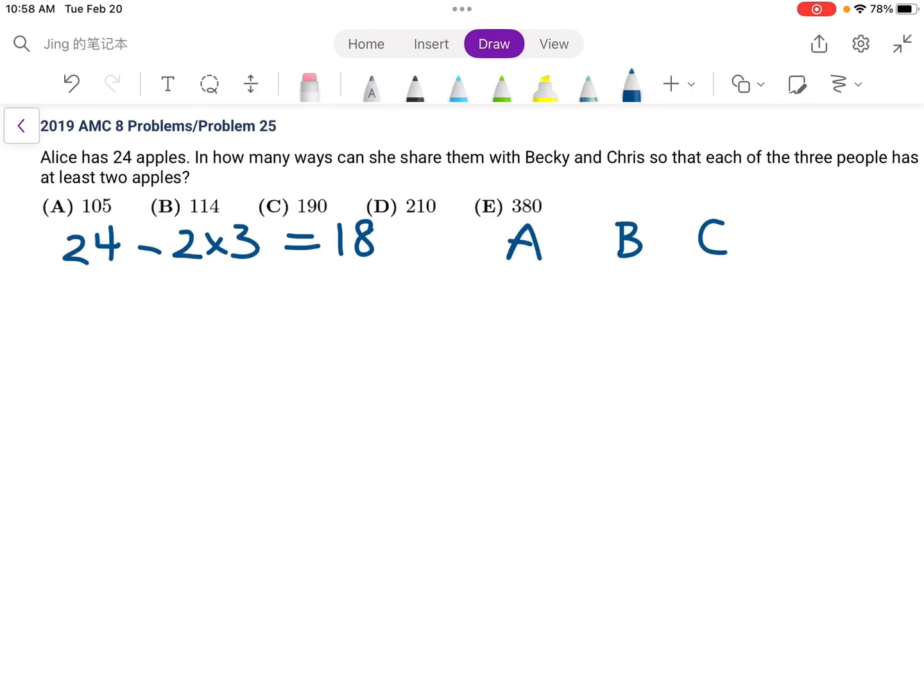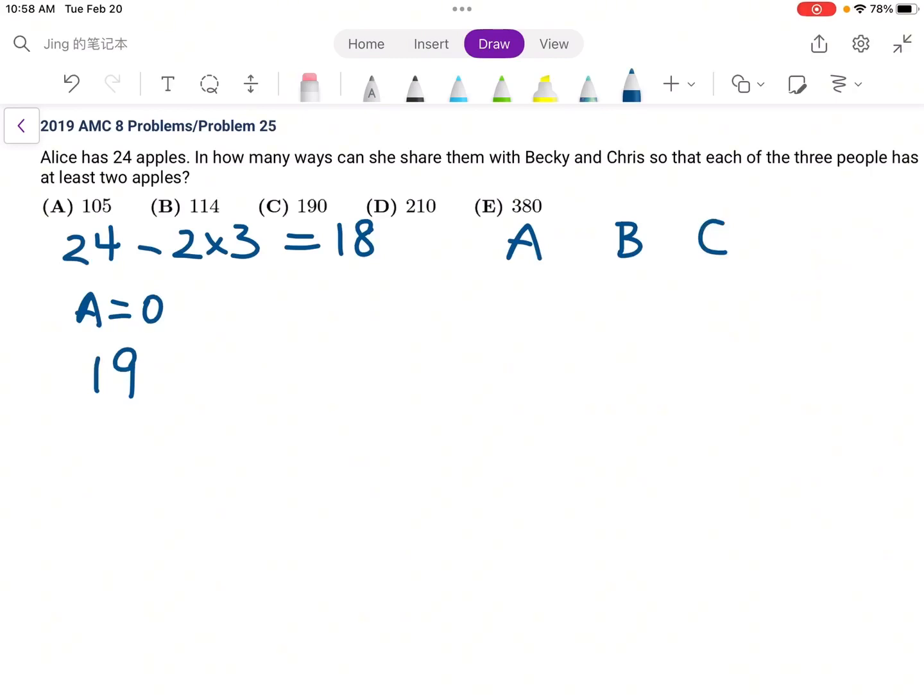And for A, we can choose any number from 0 to 18. So when A is 0, B can choose anything from 0 to 18 as well. So that's 19 choices for B. And C will get whatever is left.